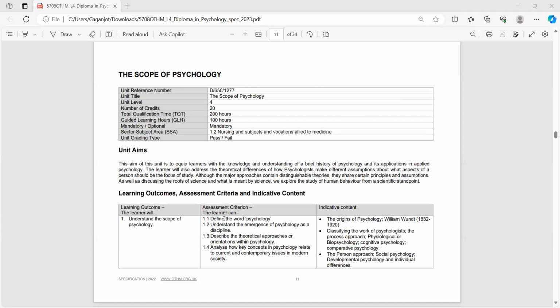The assessment criteria is going to be the learner can define the word psychology, understand the emergence of psychology as a discipline, describe the theoretical approaches or orientation within psychology, analyze how key concepts in psychology relate to current and contemporary issues in modern society.